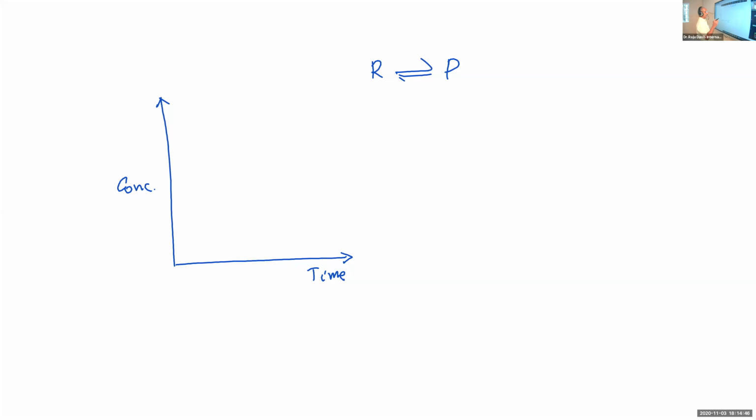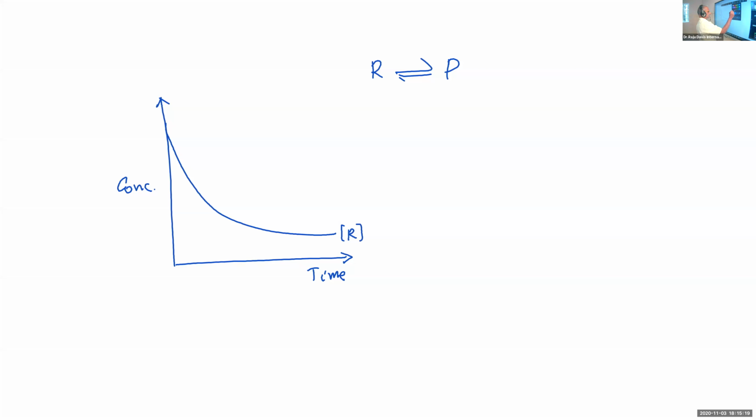And when the reaction progresses, the concentration of the reactant becomes lower and lower, say it goes like this. When time goes on, the concentration of the reactant decreases. Square bracket R is to be read as concentration of R. So concentration of the reactant decreases like this.